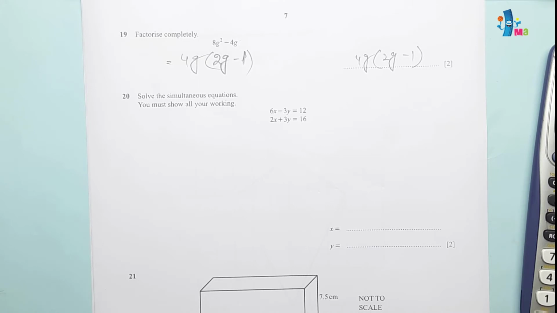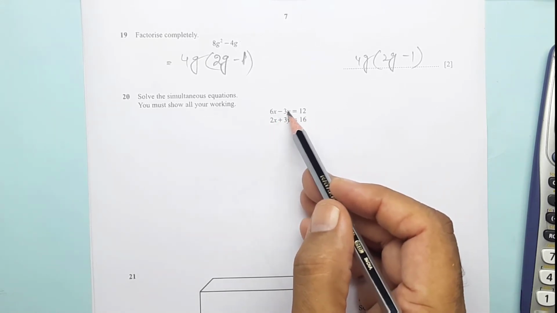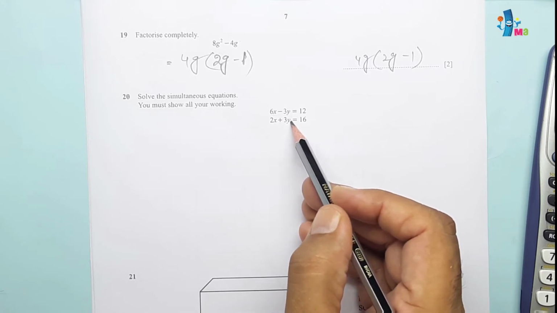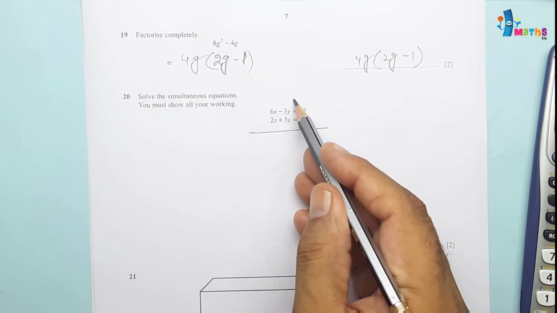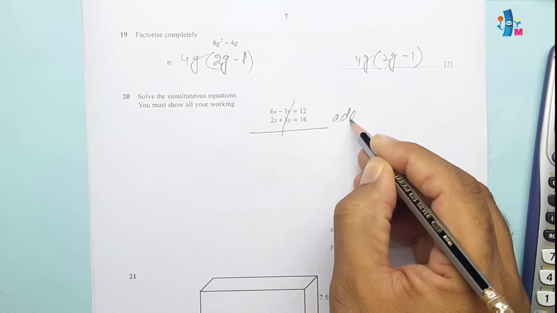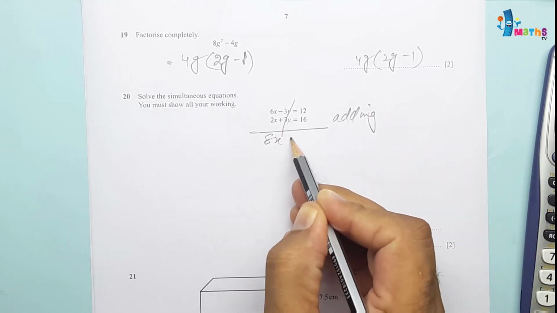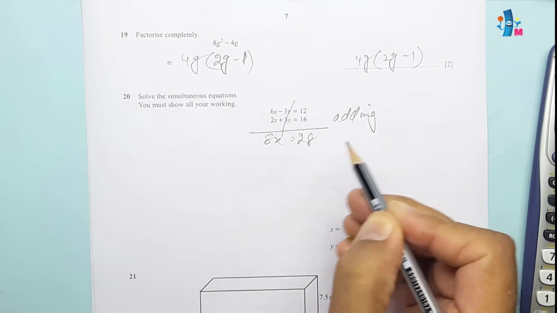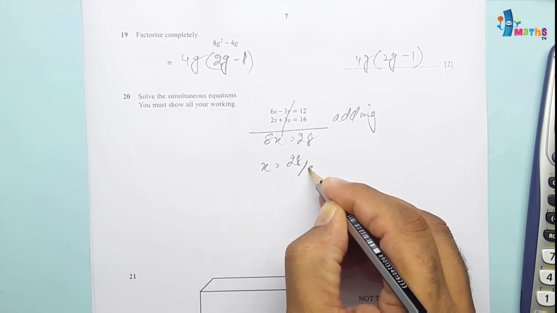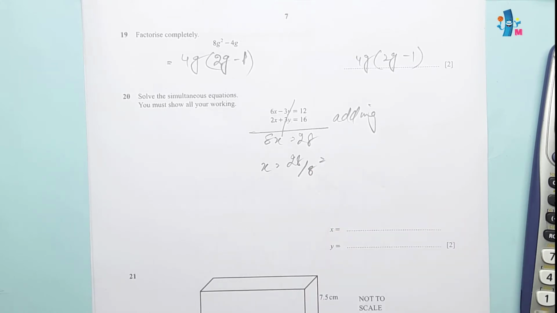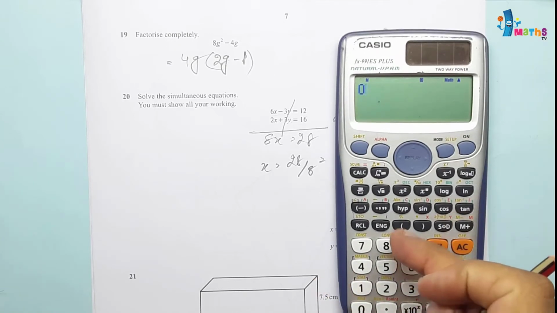Simultaneous equation, two equations are given, and if we check, this is minus 3y and this is plus 3y. If we add these two equations, we'll get rid of this y. So we can write here adding, and this will be 6 plus 2, 8x is equal to 28. So x will be equal to 28 by 8, which is equal to, I'll check the calculator.